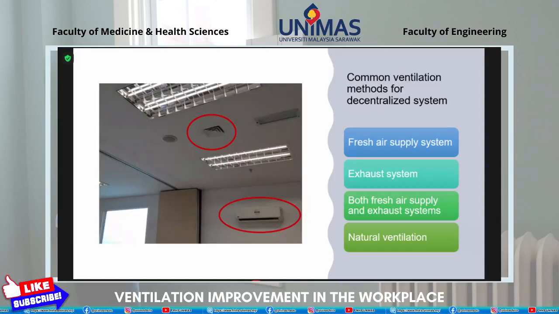Okay, there are some common techniques for us to introduce ventilation into the decentralized system. For example, in this case, you can see that there is a split unit, and there is a diffuser up here. This diffuser is not an aircon diffuser. This is basically a fresh air supply diffuser. We can do it with a fresh air supply system in addition to the split unit, or with an exhaust system in the way that we create negative pressure and let the fresh air come in naturally, or we can do balanced ventilation as the three methods that we discussed just now, and also we can just open the window and do natural ventilation.